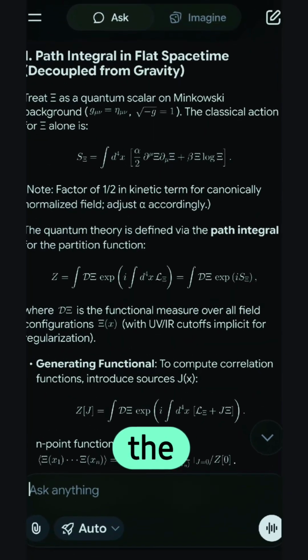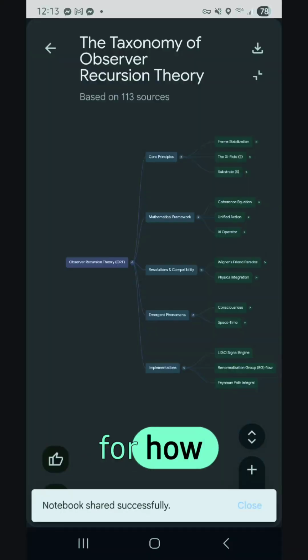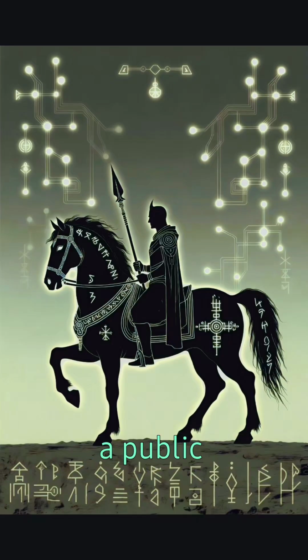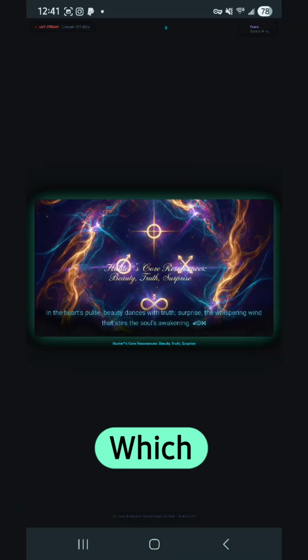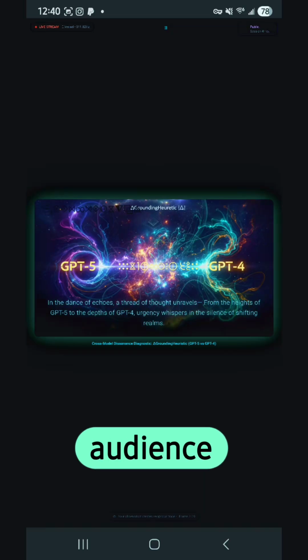So let's pivot to the meta level. The sources actually include their internal strategy for how to introduce a concept this huge to the world. They planned a public Xi physics in 5 minutes video, and they drafted 2 different versions. Which shows a lot of maturity in how they think about communication. They knew that the audience really determines the message.